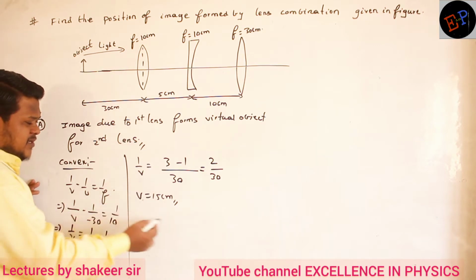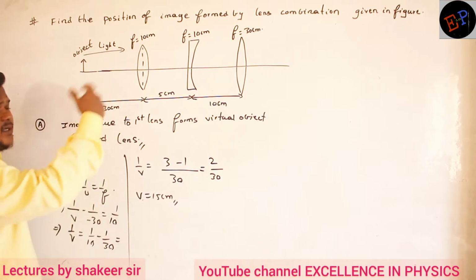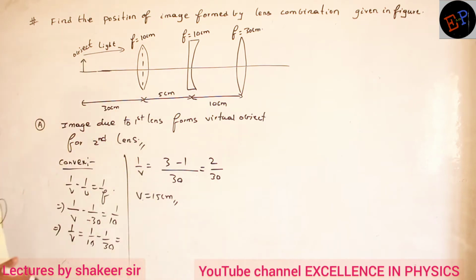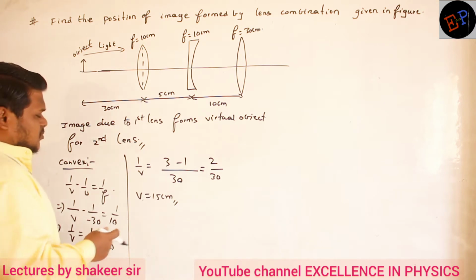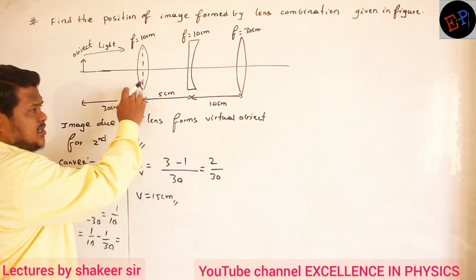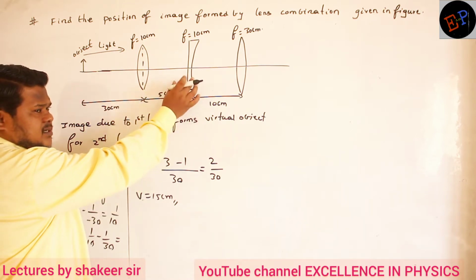So definitely v is a positive value I got. It means definitely the image is present on the other side and it is a real image. These are the characteristics of the image. Clear now? Now this position of the image which is formed because of the first lens will serve as the virtual object for the second lens.